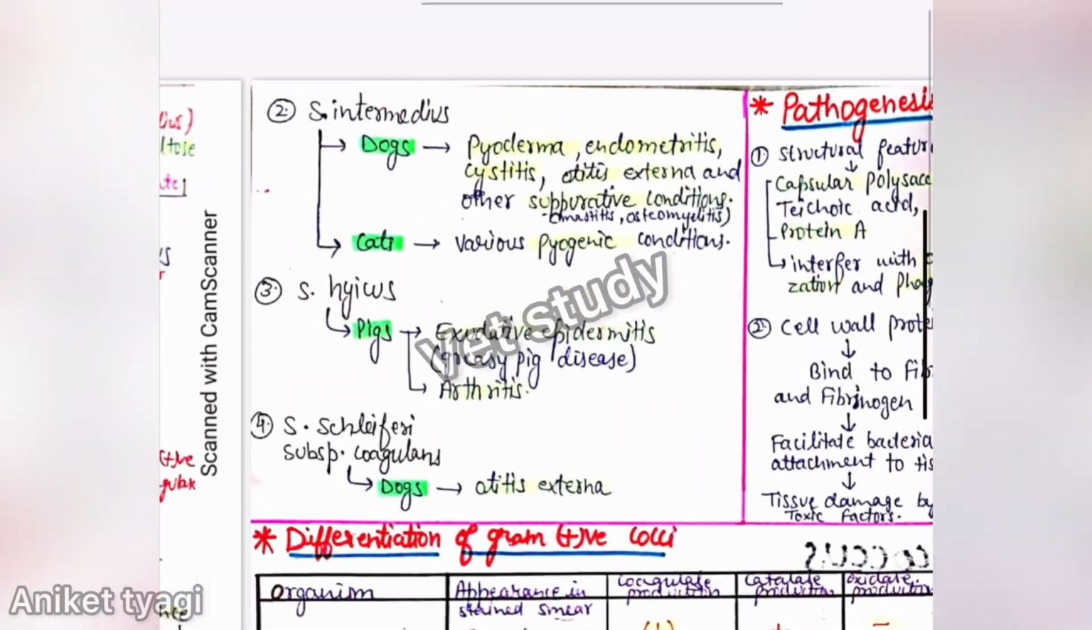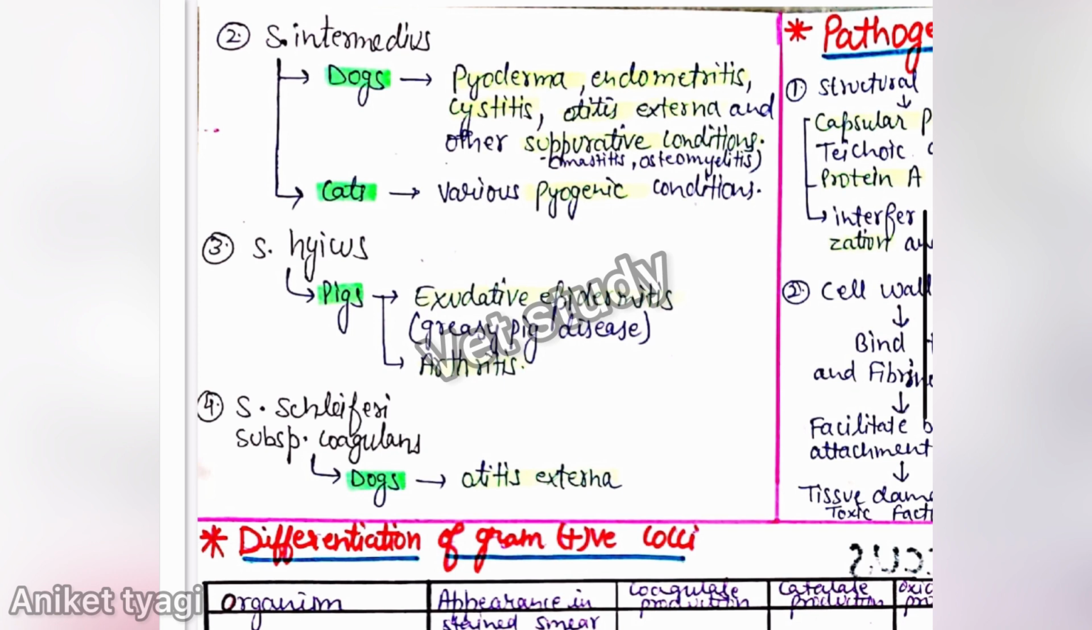And after this we have the next species, Staphylococcus intermedius. Basically this pathogen is associated with dogs and cats, and it causes pyoderma, endometritis, cystitis, otitis externa, and suppurative conditions in case of dogs. And in case of cats they basically cause pyogenic conditions.